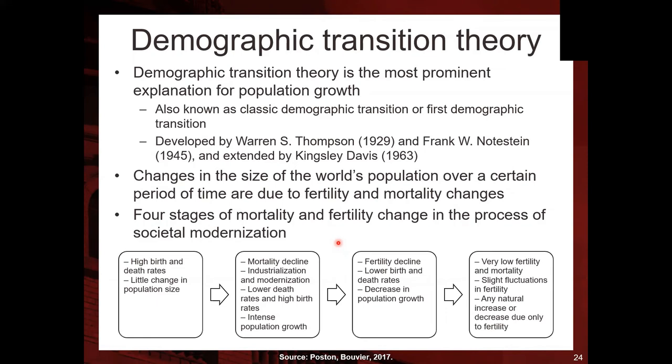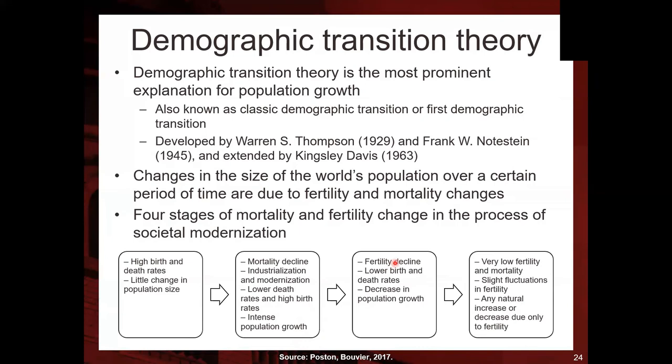There are four stages of mortality and fertility change in the process of modernization of our societies. In pre-industrialized societies, we have high birth and death rates, exactly because a lot of people are being born, but a lot of them are dying. Population doesn't grow as much. And then we see the process of industrialization and modernization that help us control mortality. So mortality declines really fast. We start to have lower death rates. But still, fertility doesn't decline as much. People culturally are still having a lot of kids, or more kids than what we have nowadays, because that's what the previous generations also had. So mortality declines a lot. Fertility continues at high levels. Many more people being born than die. You have intense population growth.